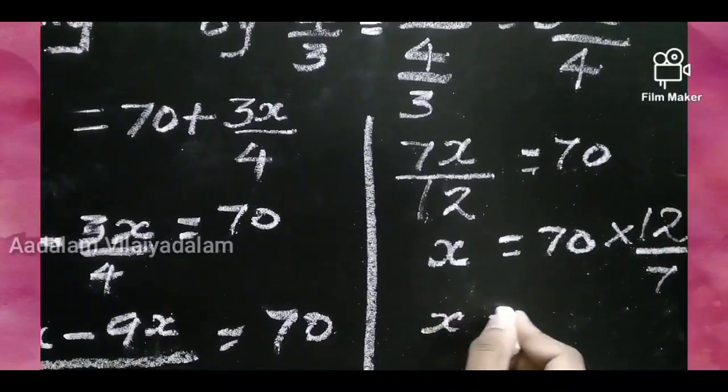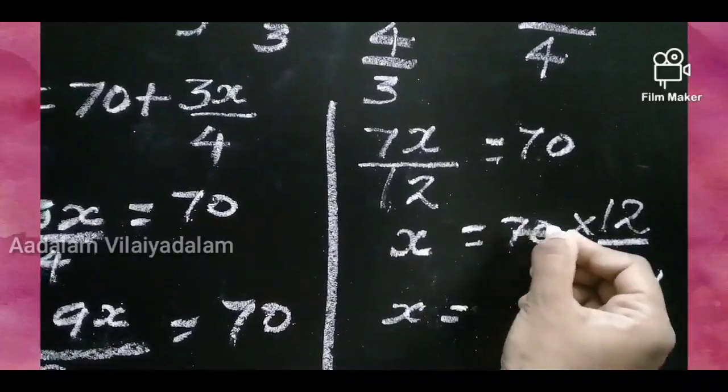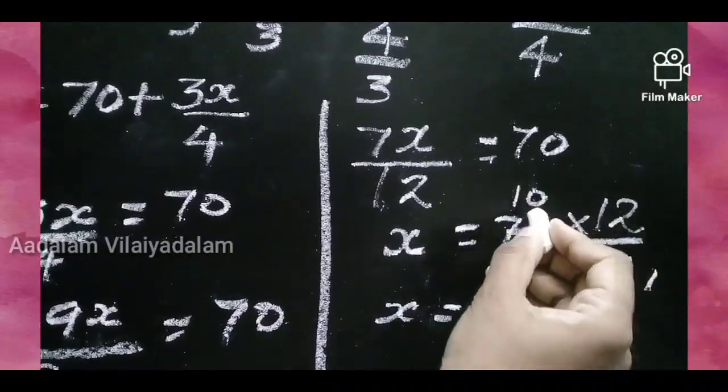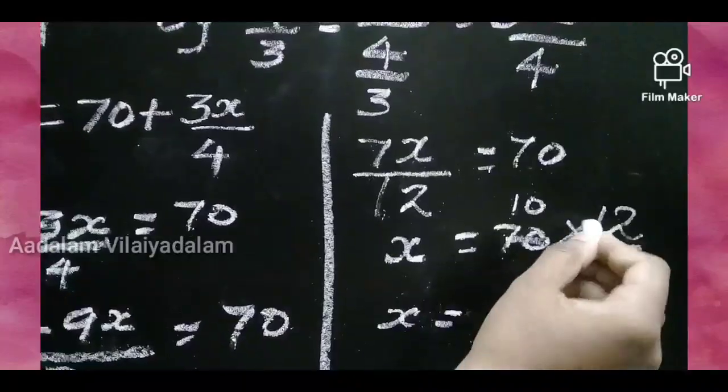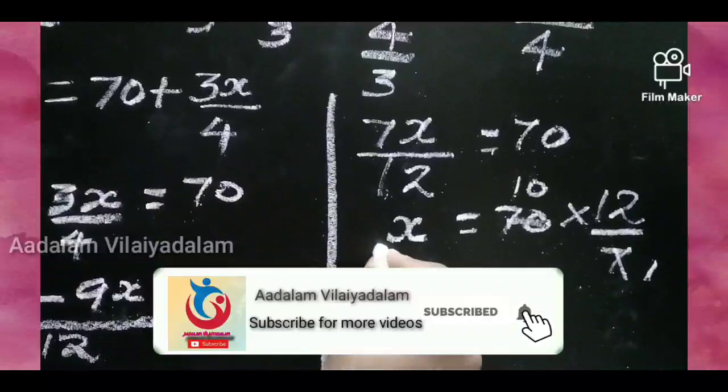So now x is equal to, so 7 table, 70 possible only. 7 1s are 7, 7 10s are 70. What is the remaining number? 10 12s are, the answer is 120. So the x value is 120.